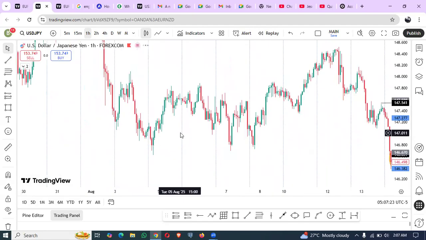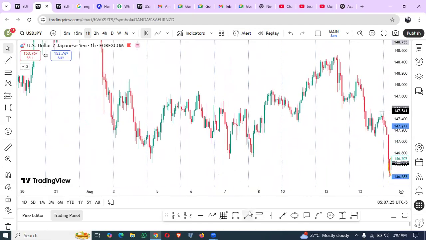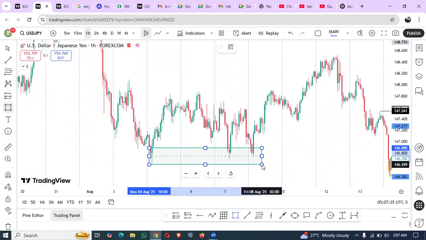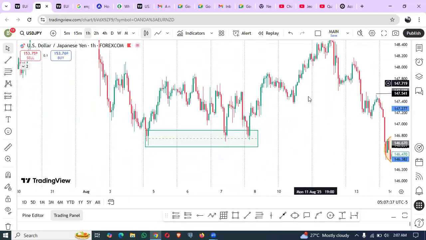Let's work with this one. This one is much better. At the extreme: impulsive push, correction, impulse. What do you do? You mark this candle that engulfs this one, mark it and extend to the future. That's it. You can see the push.